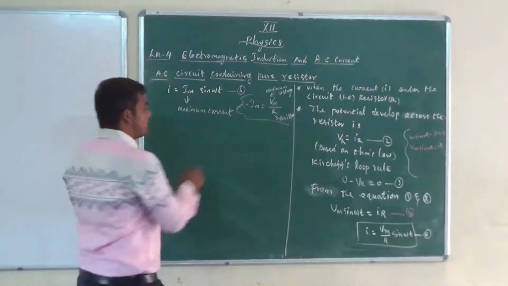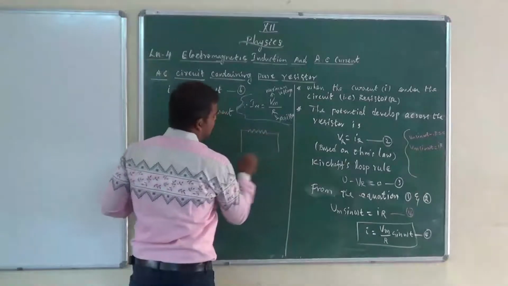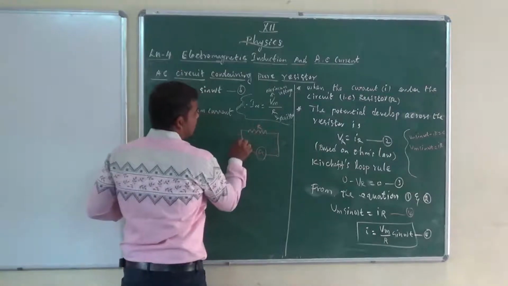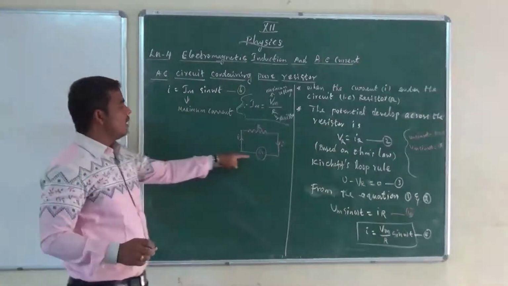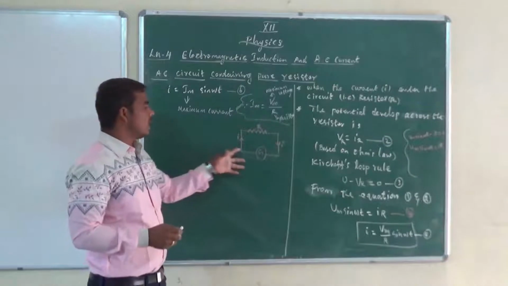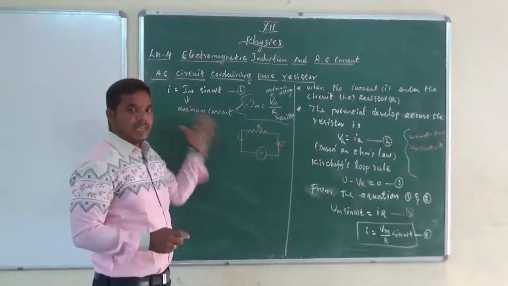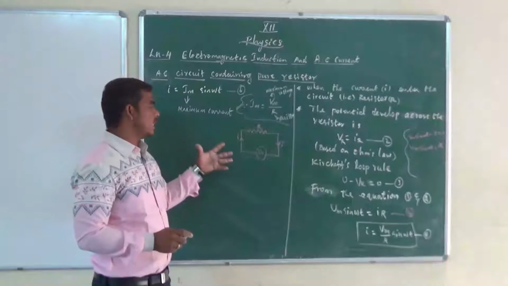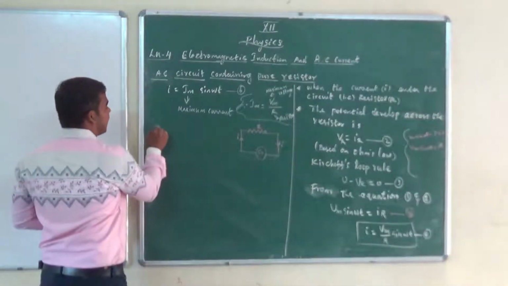See, once again we draw the AC circuit. Resistor, instantaneous value of EMF, alternating current. This is the alternating source of EMF connected across the resistor. Already we are seeing that. So when current enters, potential develops. How do current and potential develop? You will see that using the phasor diagram.